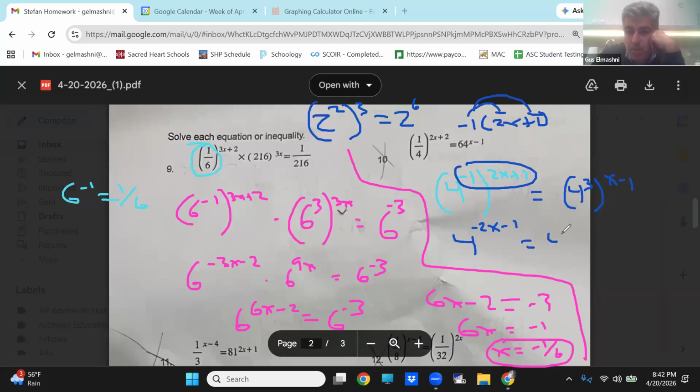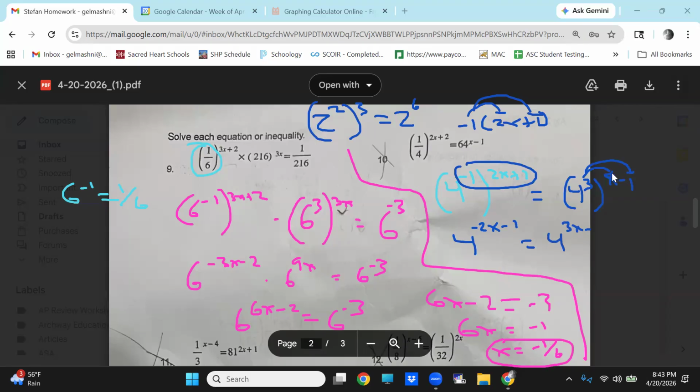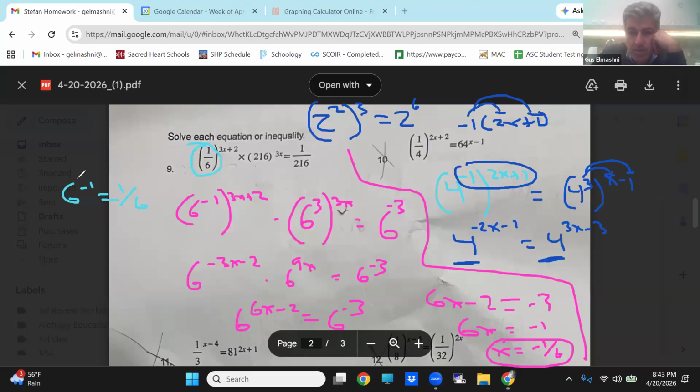Do the same thing on the next side. 4 raised to what power? 4 is the third power, so it's 3 times x, and then it'll be 3x. And then negative 3, you're multiplying 3 to x minus 1. You're just distributing it. So what's that going to be? 3x and negative 3. Good. Now, what do you notice is the same on each side? The bases. So the exponents are also the same. So let's set the exponents equal to each other and solve for x.